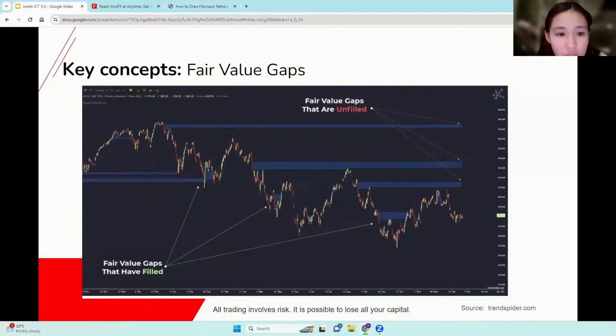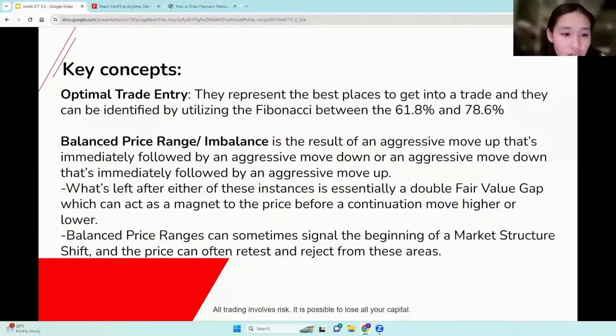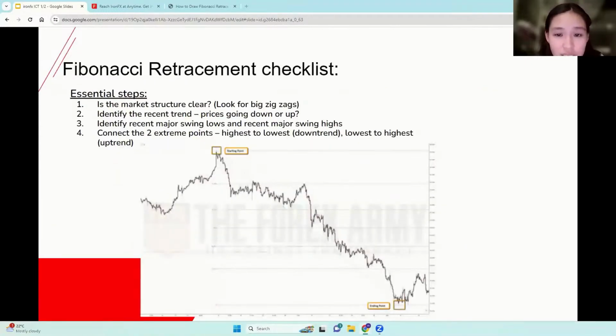I'll show you guys on TradingView, there is an indicator that helps you find FVGs. It's probably the easiest way to spot those, but I'll show you in a little bit. Yeah, I was talking about optimal trade entry. The link that I've popped into the chat goes through the fundamentals of how to draw a Fibonacci, which I'll briefly go through here as well.